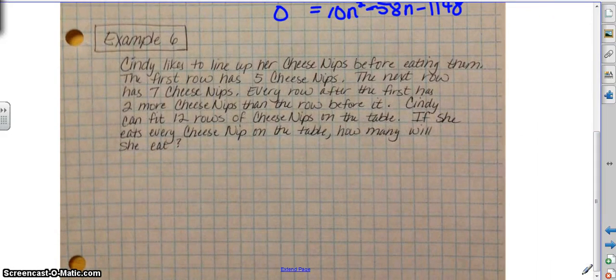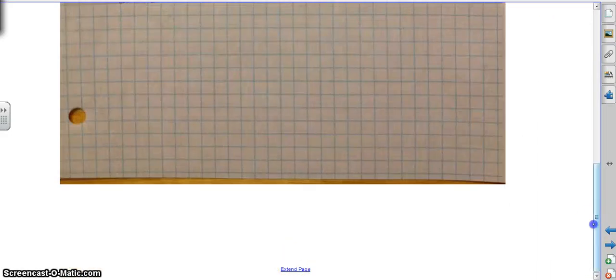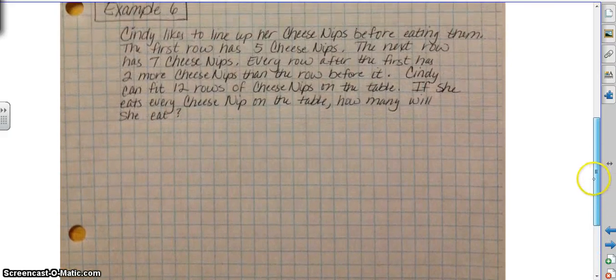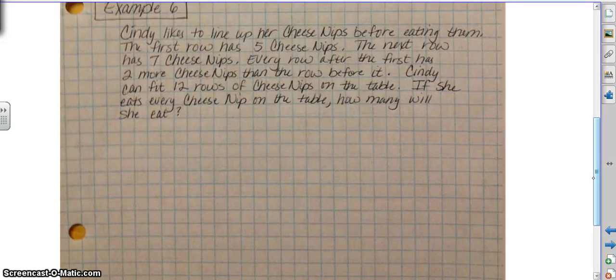My next question is about Cindy. So Cindy likes to line up her cheese nips before she eats them. The first row has 5 cheese nips. The next row has 7 cheese nips. Every row after the first has 2 more cheese nips than the row before it. Cindy can fit 12 rows of cheese nips on the table. If she eats every cheese nip that's on the table, how many will she eat?